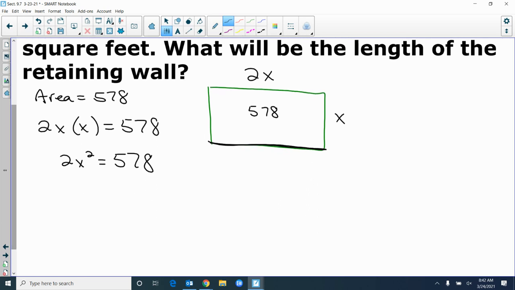All right, so now this is basically what we did yesterday. How do I solve that? Divide by 2. Good.